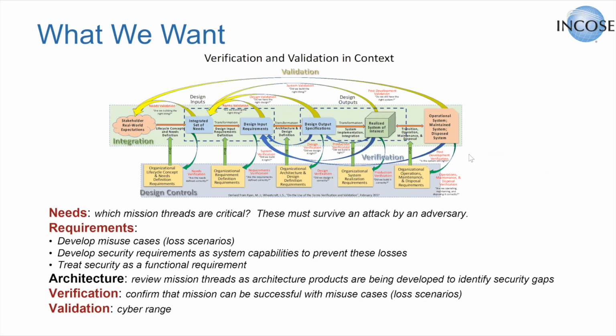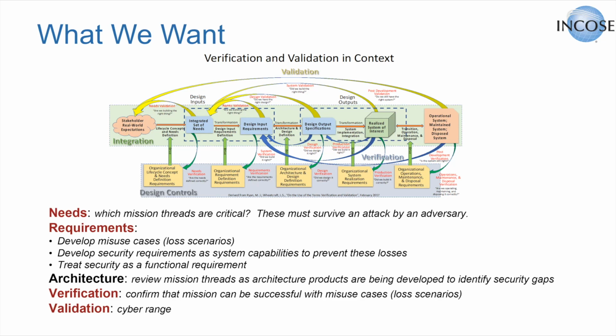So what do we want? If those are anti-patterns, what would be the desirable pattern? When we do the needs assessment, we need to look at which mission threads are critical. These are the ones that must survive an attack by an adversary. In the requirements development effort, we want to develop the misuse cases, those loss scenarios, and then develop security requirements that define system capabilities to prevent those losses. So we need to treat security as a functional requirement. During the architecture, we need to review the mission threads as architecture products are being developed to identify and mitigate the security gaps during the development, not when it's all done.